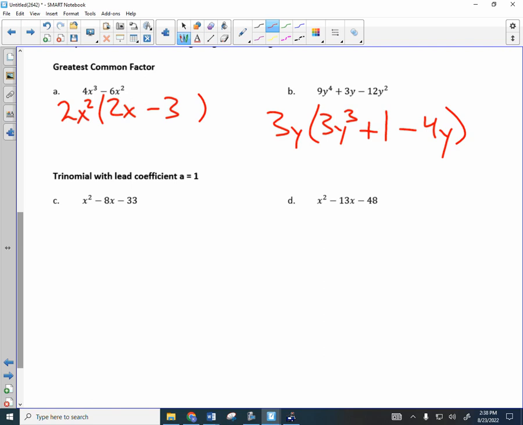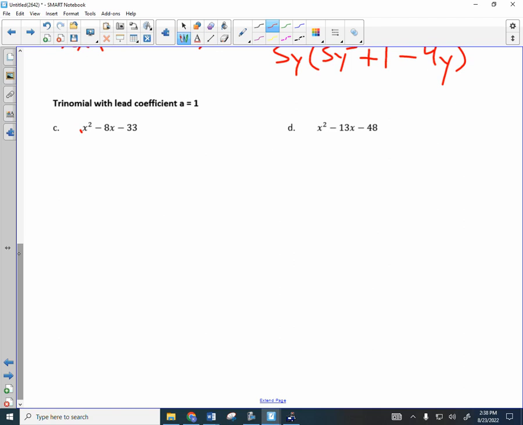Trinomial with leading coefficients of 1. We see a 1 here and a 1 there. These type of trinomials factor to 2 binomials. This should be reviewed as well. We have x times x. In this situation, we look at the 2 numbers that multiply to negative 33 that add to negative 8. What are the 2 numbers that multiply to negative 33 and add to negative 8? Negative 11 and positive 3.